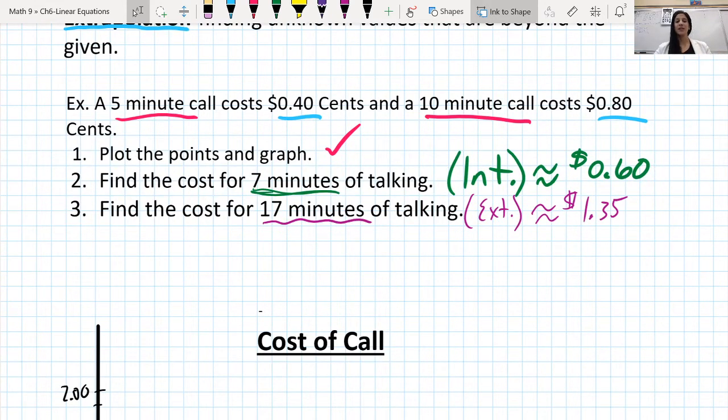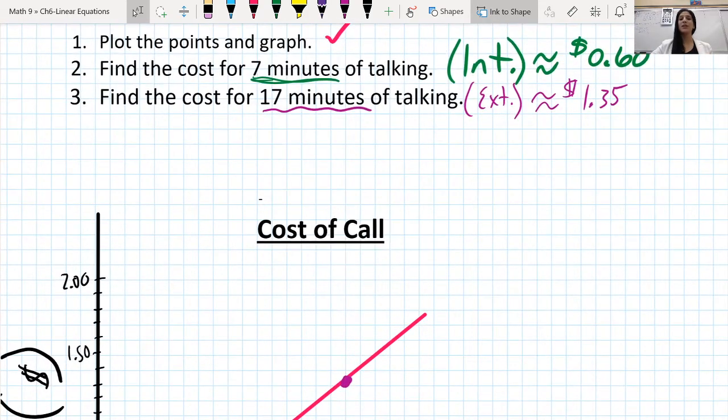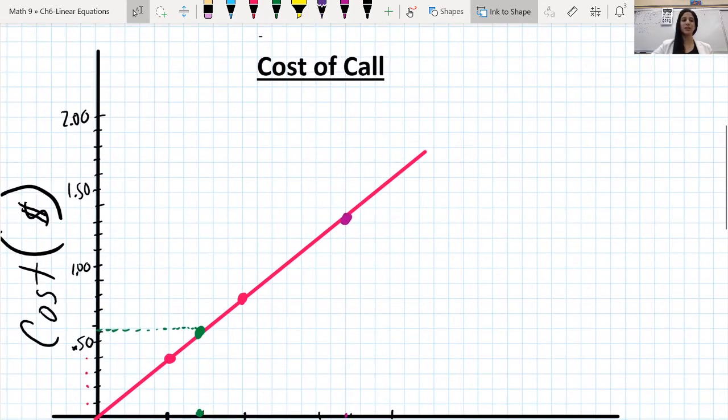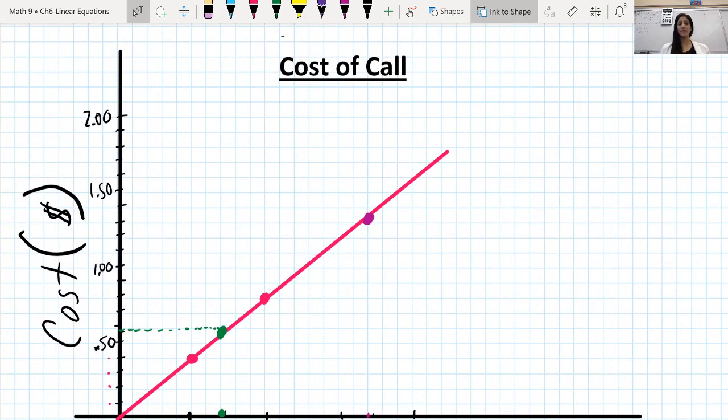So basically the key thing I want you to get from this is how to read a graph. Well, I guess how to come up with a graph in the first place by plotting the points, and then how to use that graph to read and interpret some information from it. So there's our first example of what we're working with.